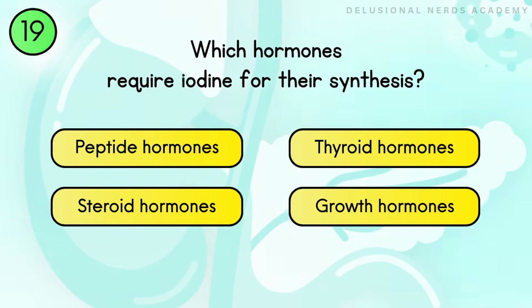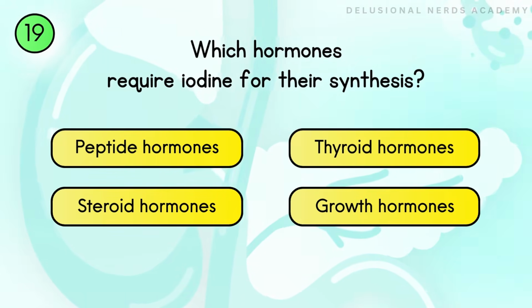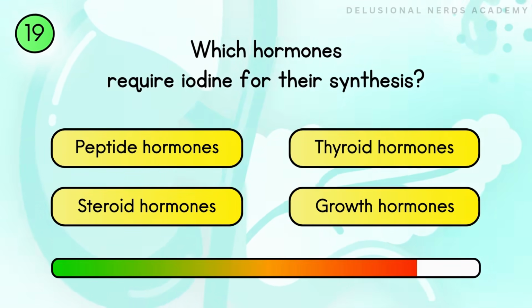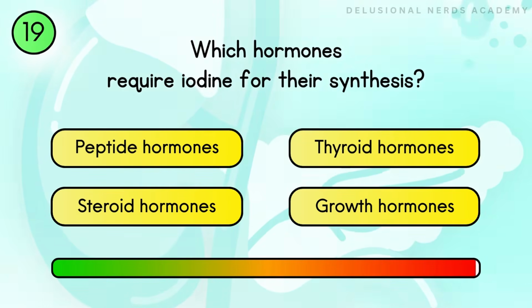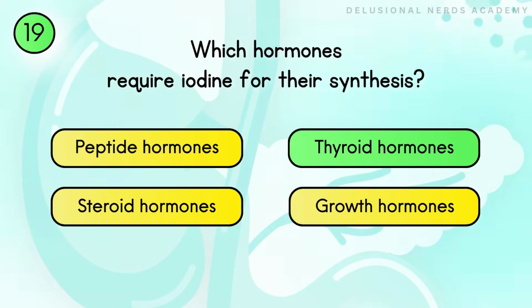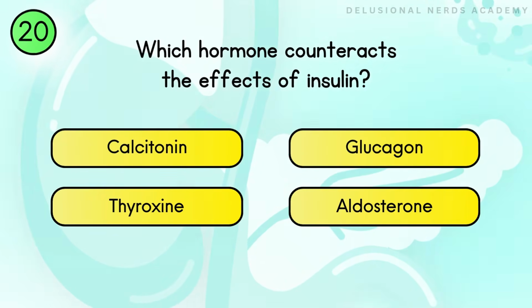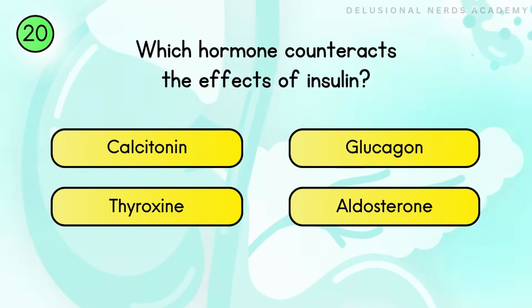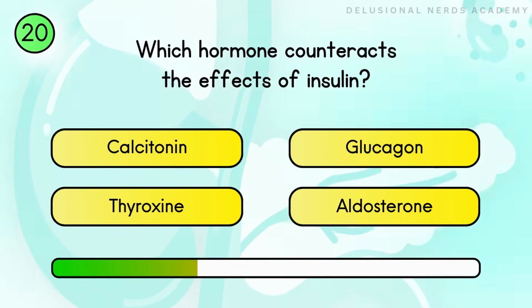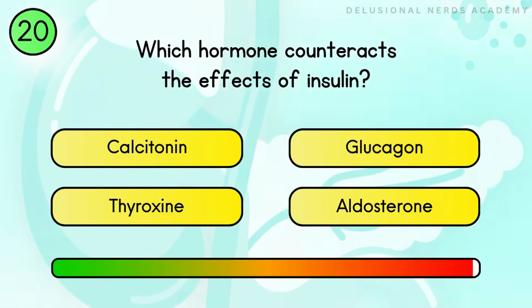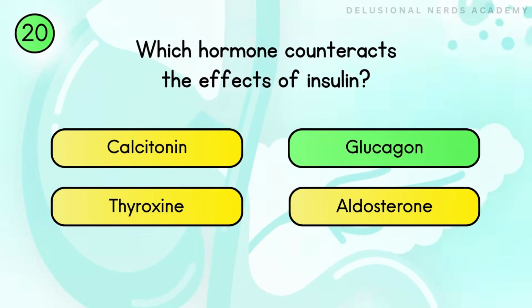Which hormones require iodine for their synthesis? Iodine is a key component of thyroid hormones. Which hormone counteracts the effects of insulin? Glucagon raises glucose levels, which opposes insulin's action.